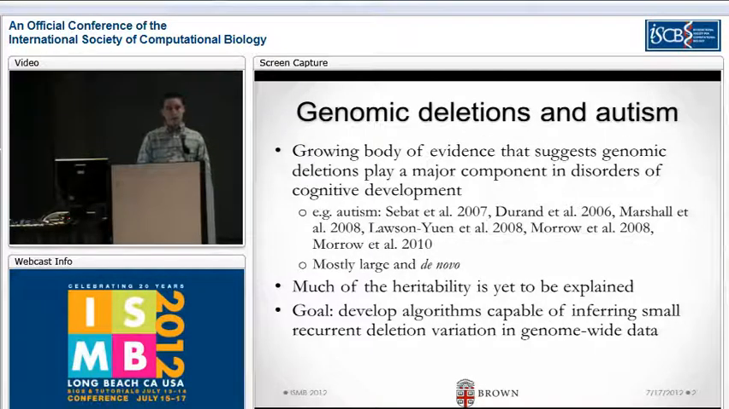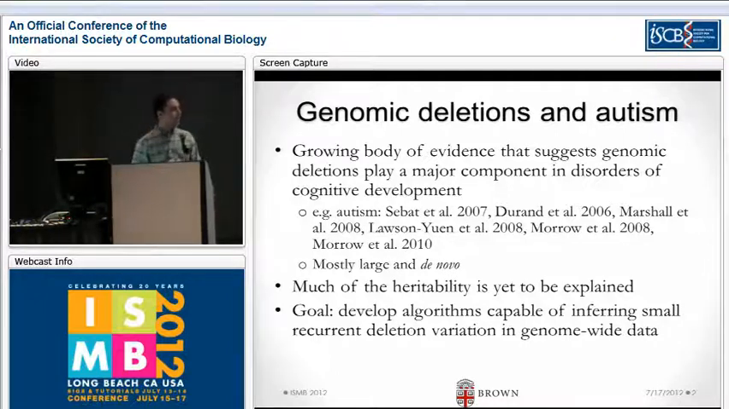So there's a growing body of evidence that suggests genomic deletions play a major component in disorders of cognitive development. This is especially true in the case of autism, where I've just shown a sample of papers here. There are many other examples where research groups have implicated deletions in genes that seem to be associated with the autism phenotype. However, most of these deletions that have been found have been large and very rare.